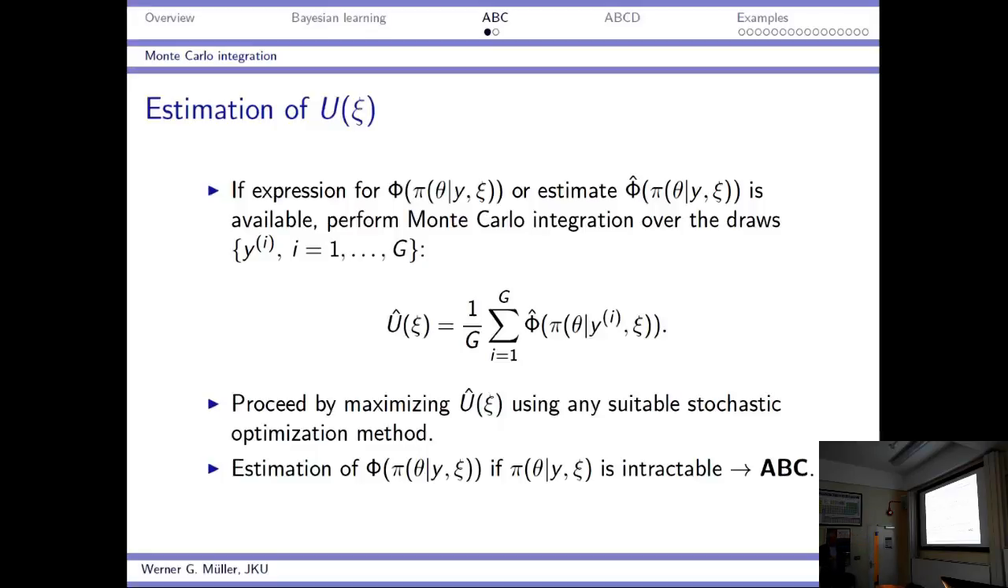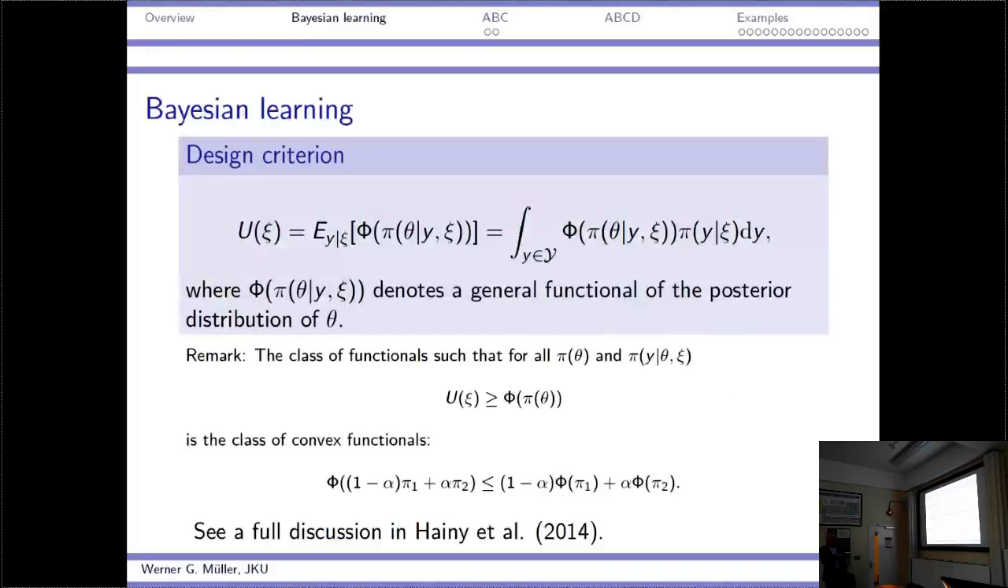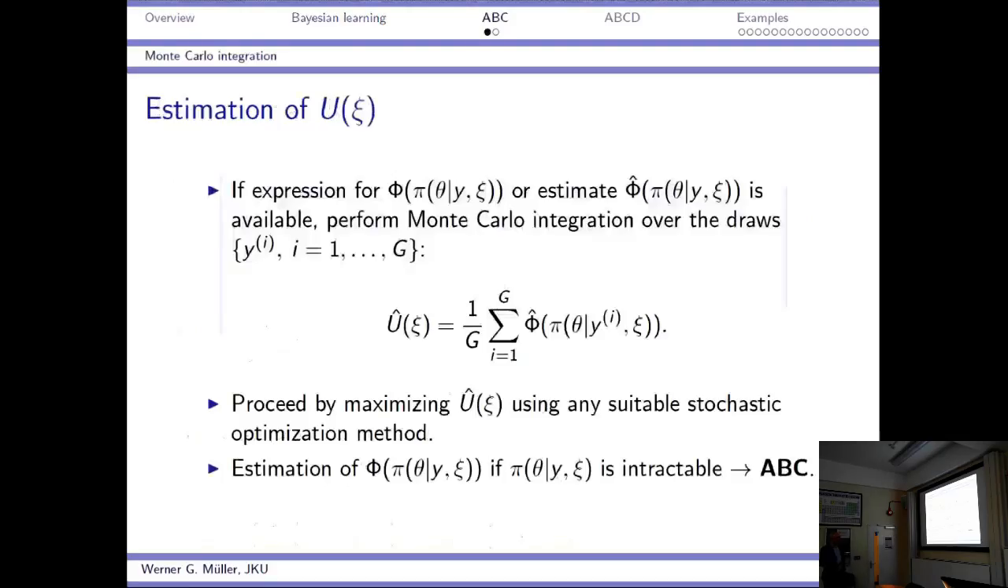In principle, if we have a design criterion available, or we can estimate the design criterion, so if we have phi or can estimate phi, then we could perform Monte Carlo integration to get this integral here, and then we have an estimate of our expectation. We can proceed by maximizing this expectation using some design algorithm or routine to find good designs on this criterion. This is essentially the setup that Peter Müller already had in the 90s for his simulation-based designs.